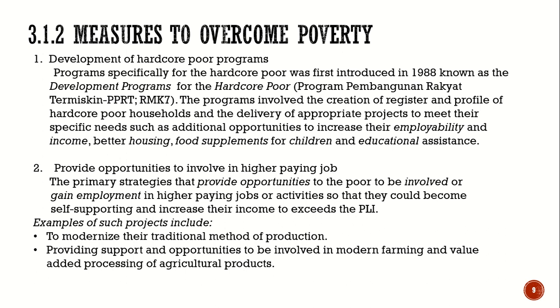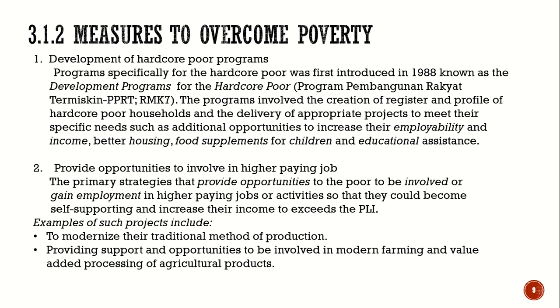Such as, let's say we give them employability and income, we provide them with better housing, food supplements for the children, and education assistance. So let's talk about the better housing. We have the PPRT housing, low cost housing designed to help the poor people. We also have RMT, Rancangan Makanan Tambahan, for the children in the schools. So this is actually a form of the Program Pembangunan Rakyat Termiskin.